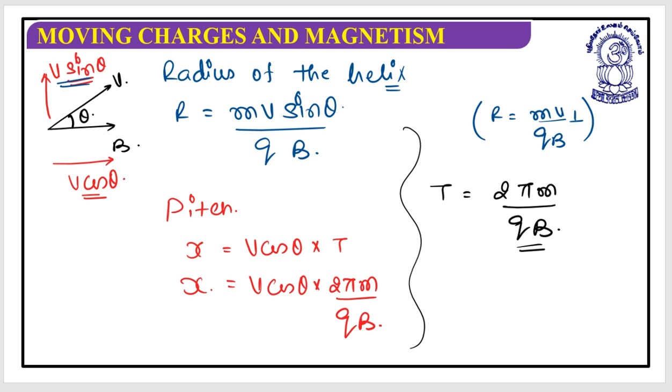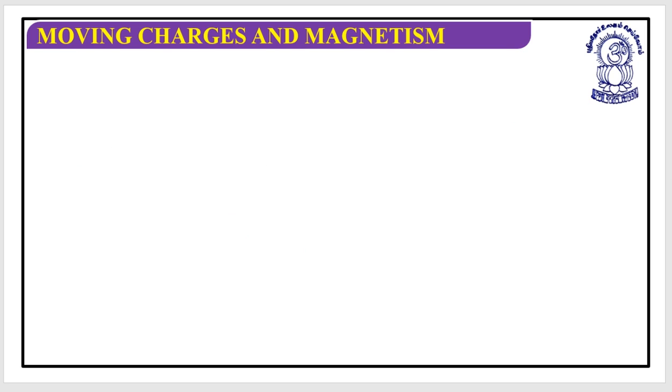Are you done with this? This is the fourth case, when a charged particle enters the magnetic field with a certain angle theta, and this theta is an acute angle. Have you noted down all this? Are you sure? So, ready for the question? Let's have a look.